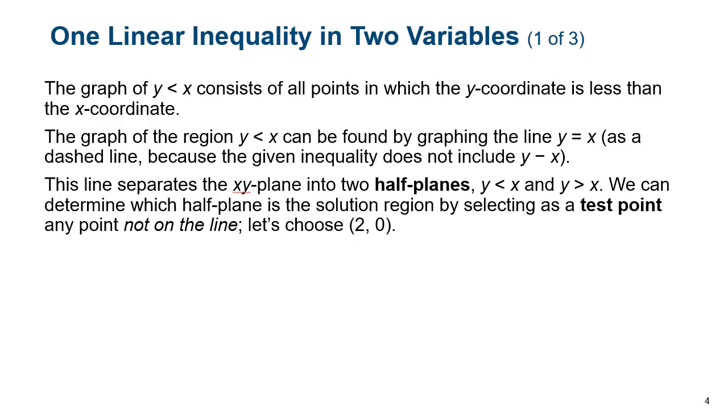And we can figure out which half is the solution by merely selecting a test point. Any point that's not on the line, pick an easy one, with zeros in it is always the best. Zeros and basic numbers. Plug it into the inequality, and if it's true, you shade that side of the line.